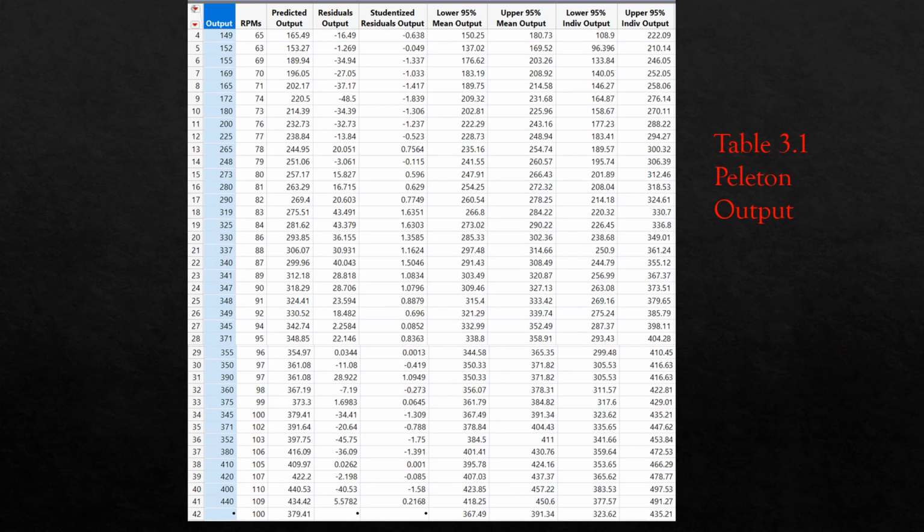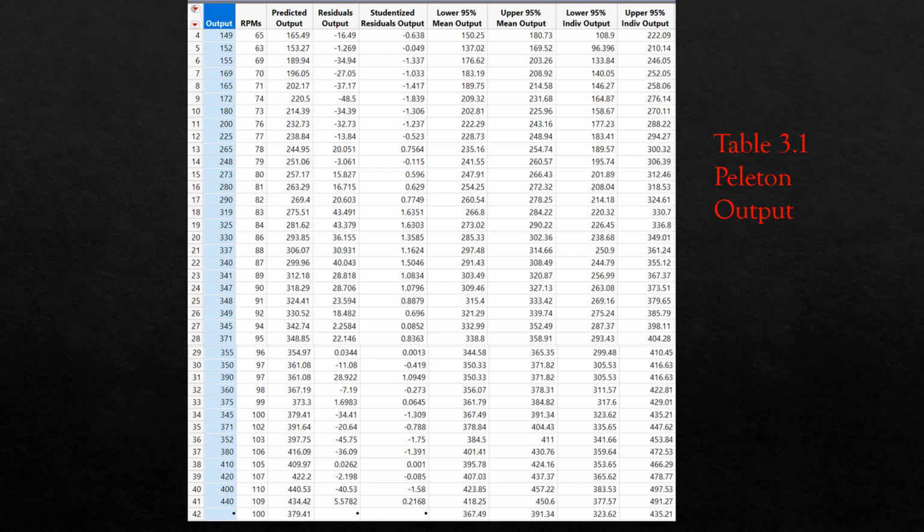This slide shows us all the different types of output I'll have you try to understand when we do a simple linear problem. In the very first column, you simply have your observation numbers. So our output is what was actually observed in the sample. Then next to it would be the RPMs that were associated with those outputs. Our next column, predicted output, would occur when I substitute the RPM of 65 into the equation and calculate output.